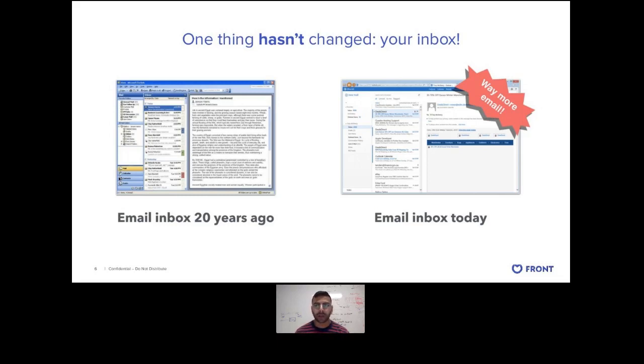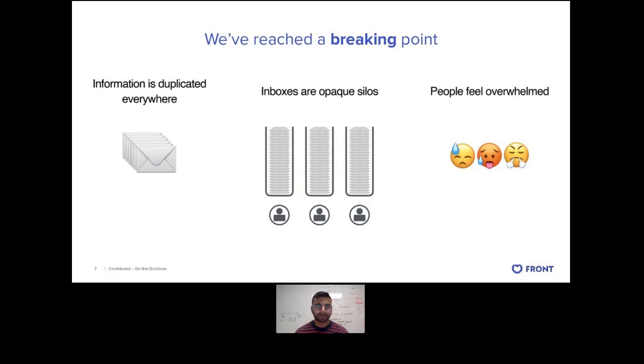As I mentioned, we're using more communication tools. We're actually getting more email than we've ever had before. Yet the tools that we use aren't able to handle the high volume email and handle the changes that we are seeing in business. And we're reaching a breaking point.